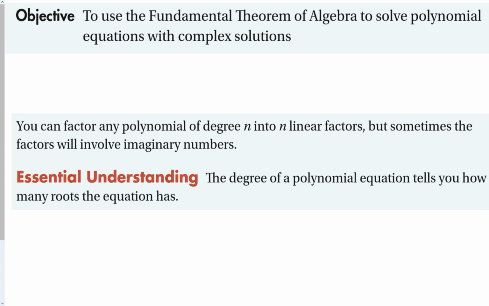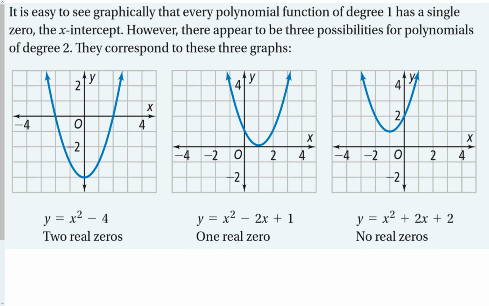It says the degree of the polynomial of the equation tells you how many roots the equation has. And it's easy to see this graphically for a polynomial of degree 1. It's just a line, right? It has a single zero, wherever it crosses the x-axis. Unless it's a horizontal line, of course, then it's a little bit different.